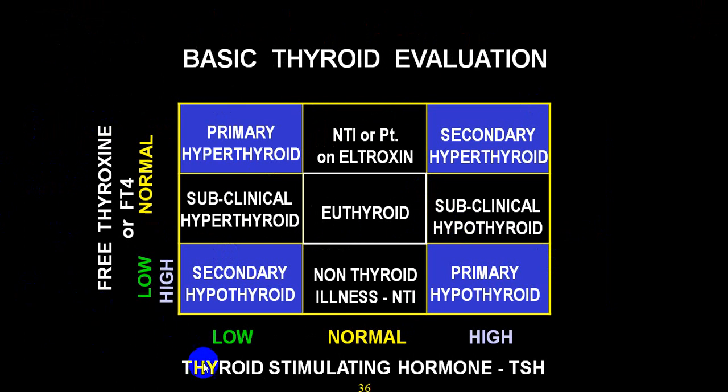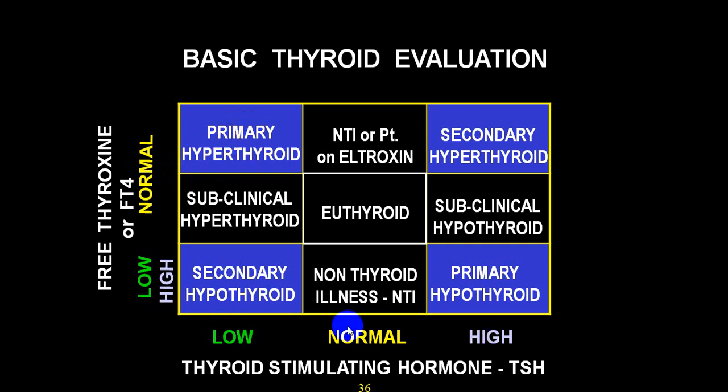So, this is what we call the TSH level. This is what we call the T4 level. So, if T4 level is low and TSH level is also low, it is secondary hypo, particularly pituitary or hypothalamic induced. If TSH level is low but T4 level is high, primary hyperthyroidism.